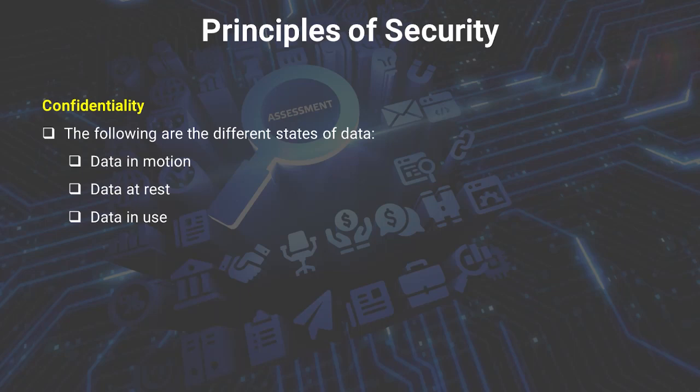However, how do we protect data in use? Data in use is at its most vulnerable state because it is currently being used by an application. To protect data in use, it's very important that the application that is currently accessing the data does not contain any sort of security vulnerabilities or flaws in its design.